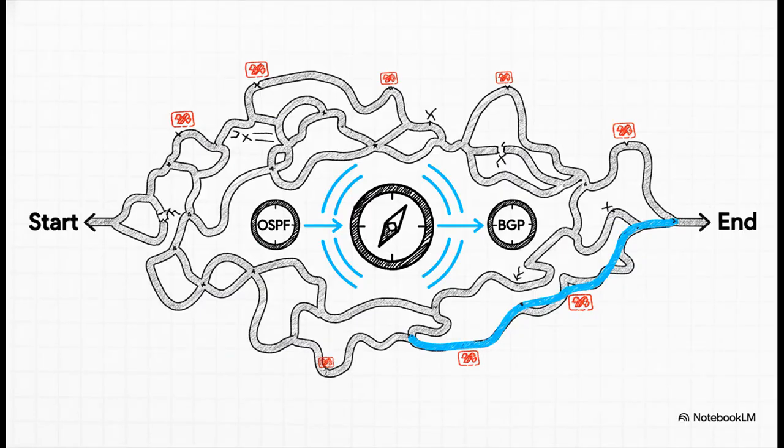So how on earth does it make those choices? It's all thanks to these powerful routing protocols, with names like OSPF and BGP. The easiest way to think of them is as the internet's GPS. They're constantly talking to each other, sharing updates about traffic jams and network outages, so they can calculate the absolute fastest route for our packet in real time.